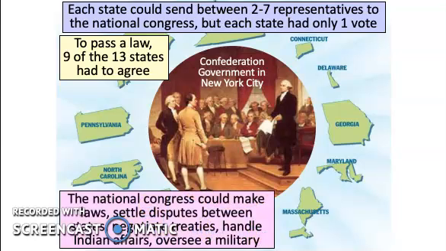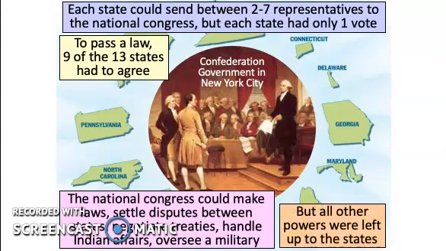Now, the National Congress could make laws. It could settle disputes between states. It could negotiate treaties with foreign nations. It could handle Indian affairs. It could oversee a military and a navy. The problem is, that's the entire list. They couldn't do anything else. All other powers were left to the states.